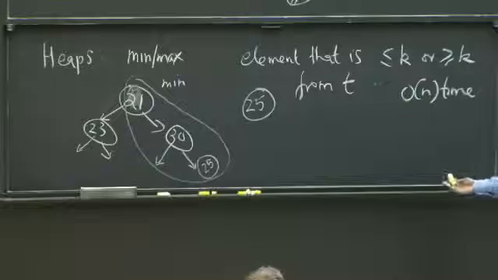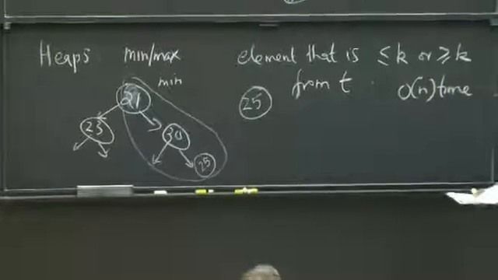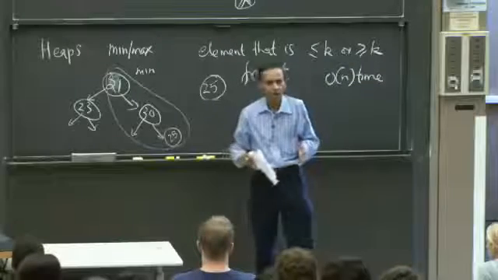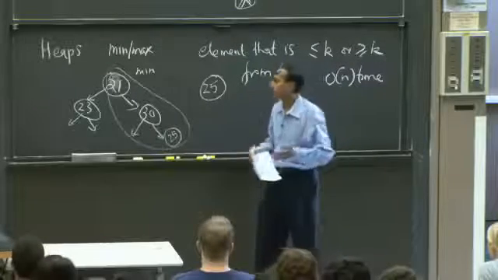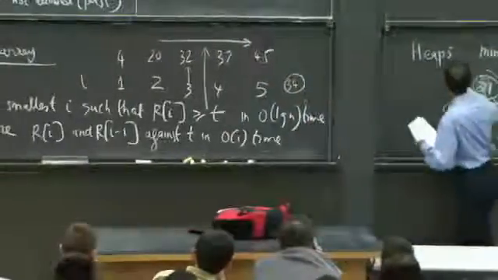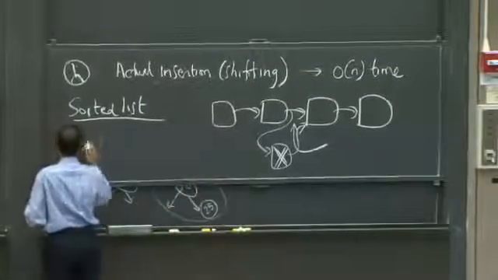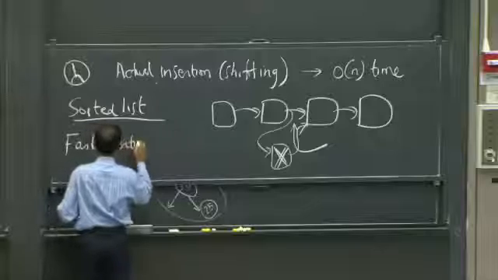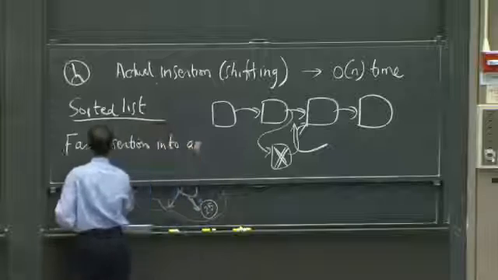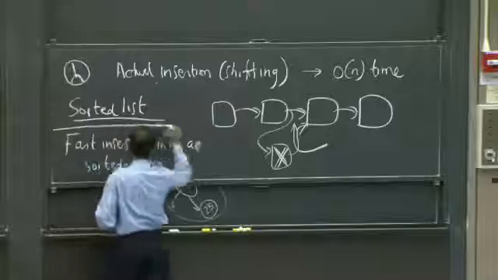And so we are stuck. We have no data structure yet that can do all of the things that I put up on the board to the left in order log n time. Okay? And as you can see, the sorted array got pretty close. And so if you could just solve this problem, if you could do fast insertion, and by fast I mean order log n time, into a sorted array, we'd be in business.